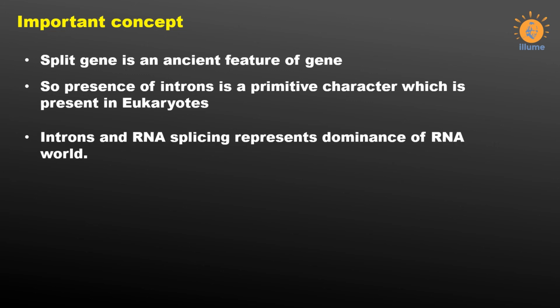So introns and RNA splicing both represent the dominance of the RNA world. What is the RNA world? If we talk about evolution, then RNA was the first genetic material which was later replaced by DNA because DNA was more stable. So the entire era in which RNA was the main genetic material is called the RNA world, and the era where DNA is the main genetic material is called the DNA world. But RNA splicing and introns show the dominance of RNA.